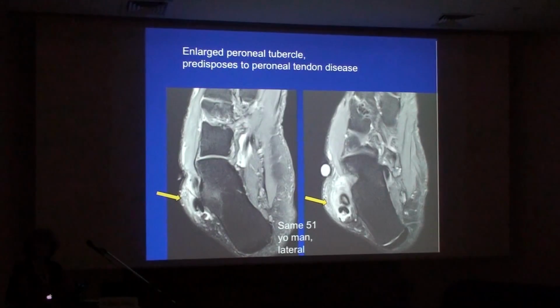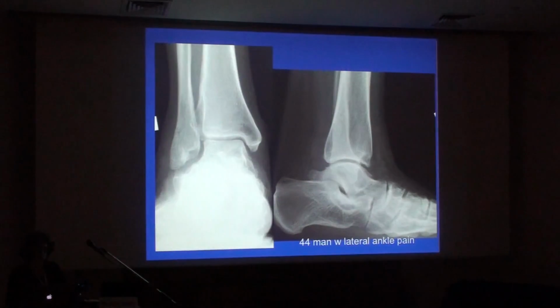By the way, this is just a side point. When you see edema in the lateral wall of the calcaneus, it almost always is related to peroneal tendinosis rather than a fracture. So if you see lateral wall edema, calcaneal edema, think, could it be peroneal tubercle hypertrophy that is causing a peroneal tendon injury?